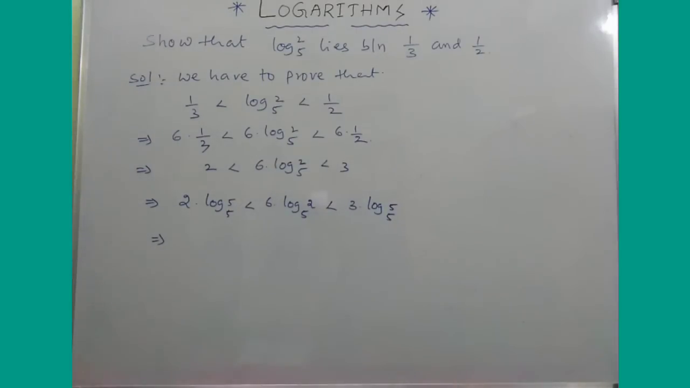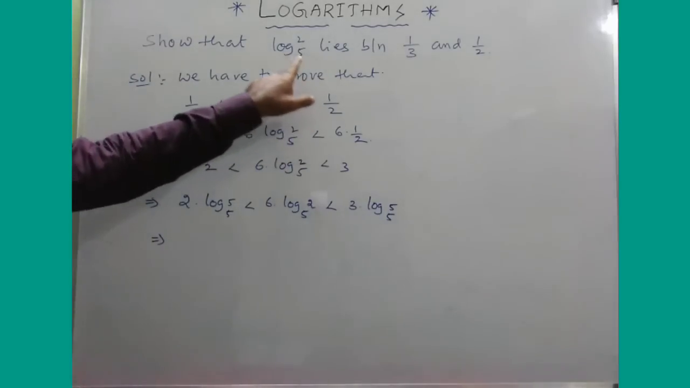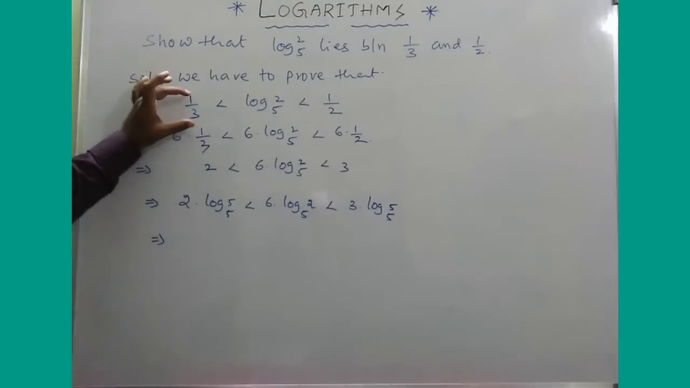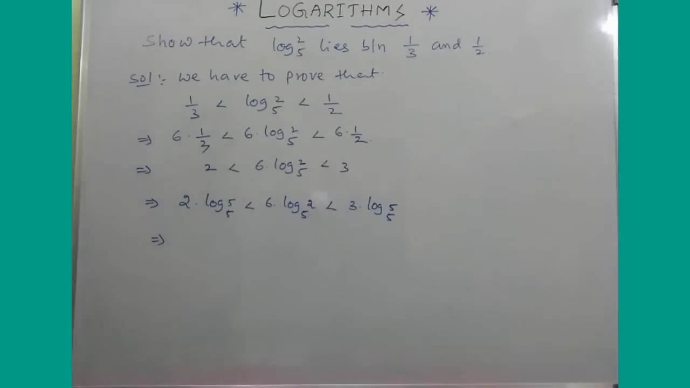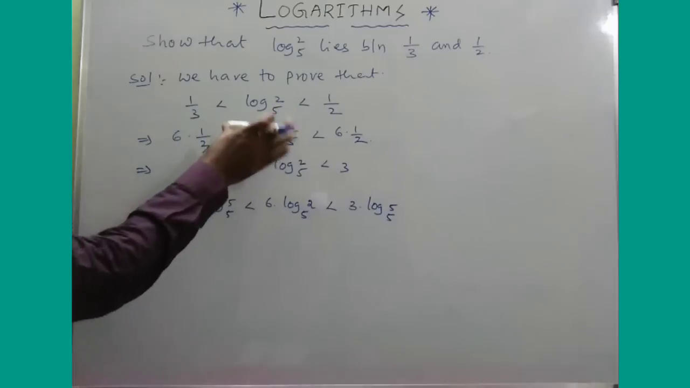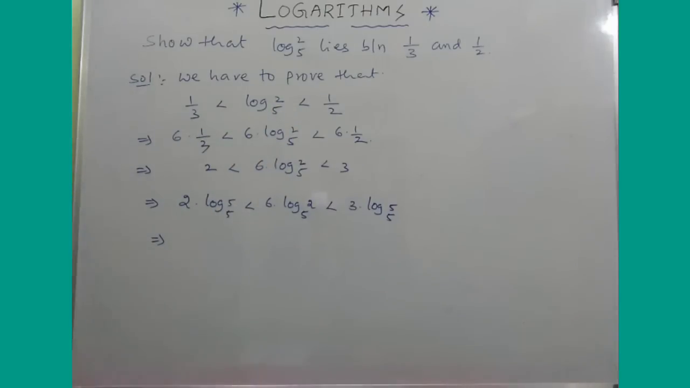So coming to the problem number 4, show that log 2 to the base 5 lies between 1 by 3 and 1 by 2. Okay, so we have to prove that log 2 to the base 5 lies between 1 by 3 and 1 by 2, isn't it? So this is what we need to prove. Let us see whether this is true or not.